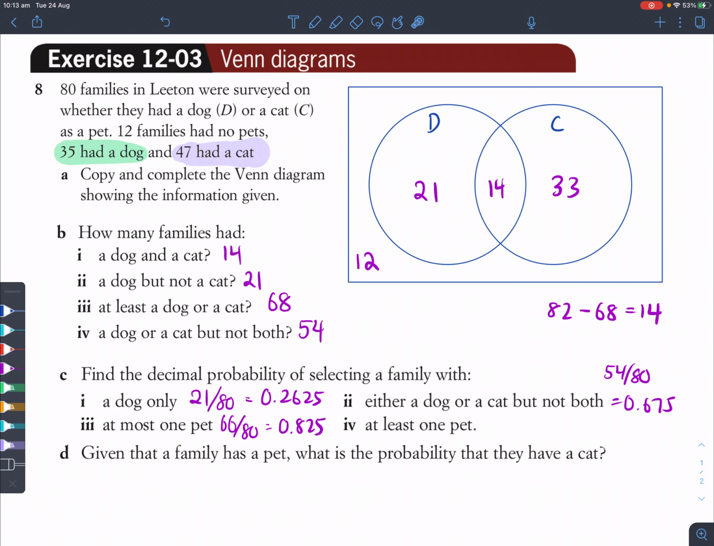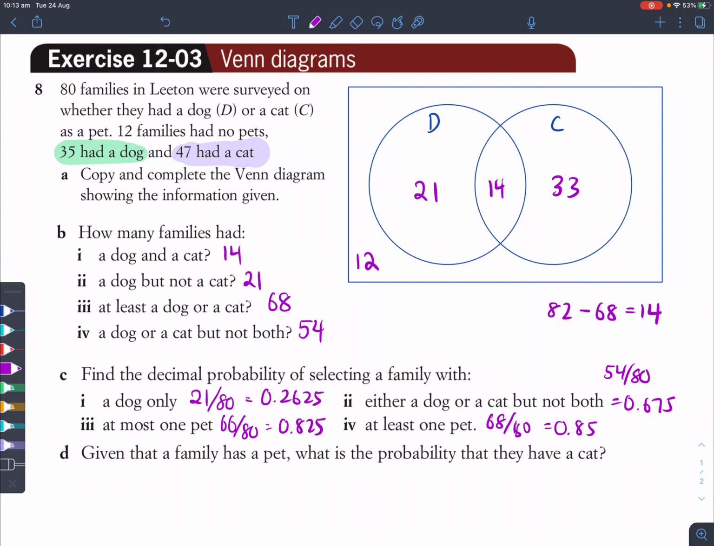Now we look at part 4, which is asking for at least one pet. So at least one pet means either people who have a dog only or a cat only, or both of them. So these three have to add up to become 68. So that's 68 out of 80, which does become 0.85 as a decimal.